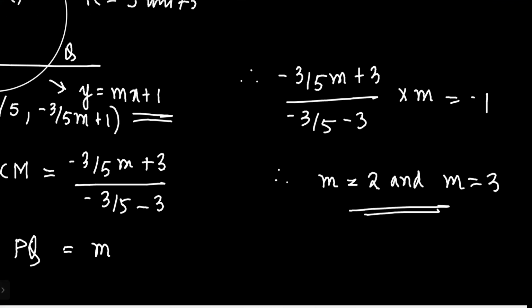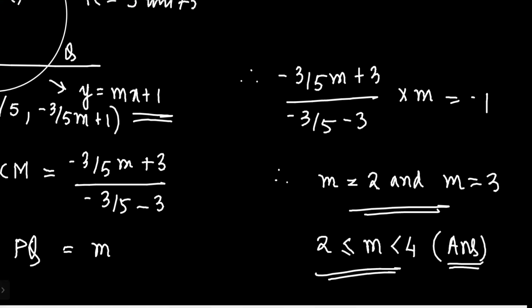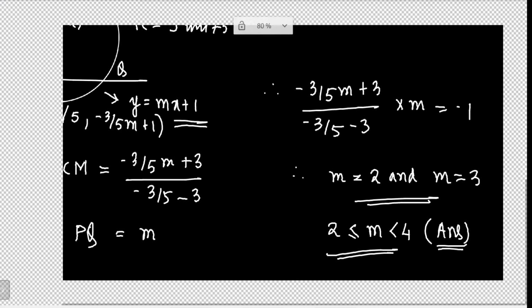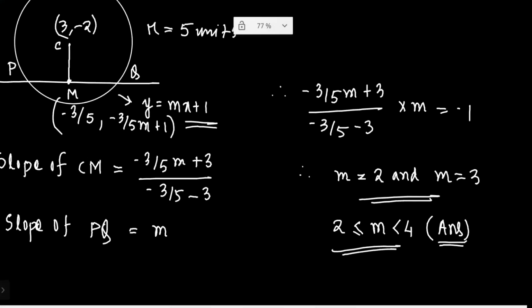Okay. So since m is equal to 2 and m is equal to 3, now you have to see which option is matching. So it is option B, that is 2 ≤ m < 4. Since the values of m are 2 and 3, it is lying in this range. That means it is equal to 2 and it is less than 4. So option B is correct. Okay, so I think it is clear. I've just told you the concept, so the calculation you can do easily.